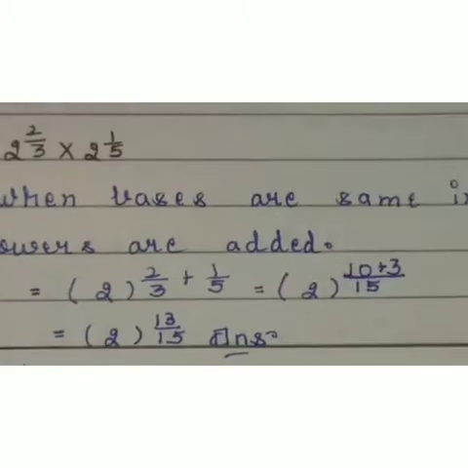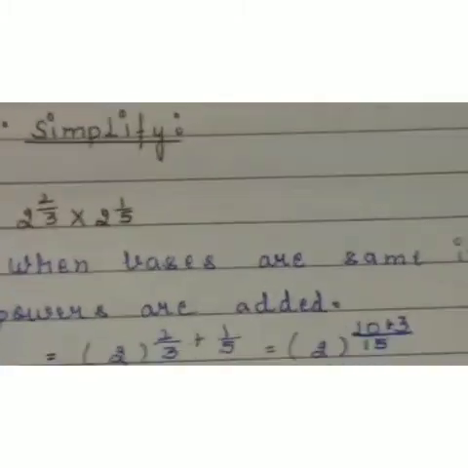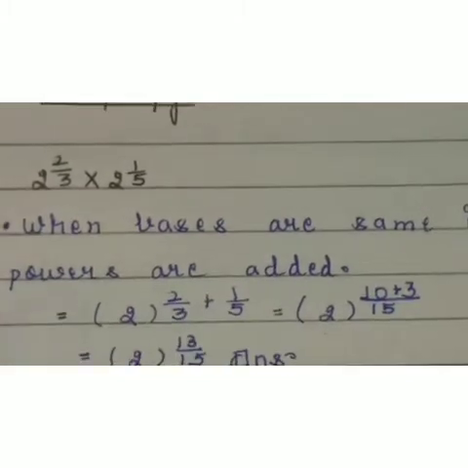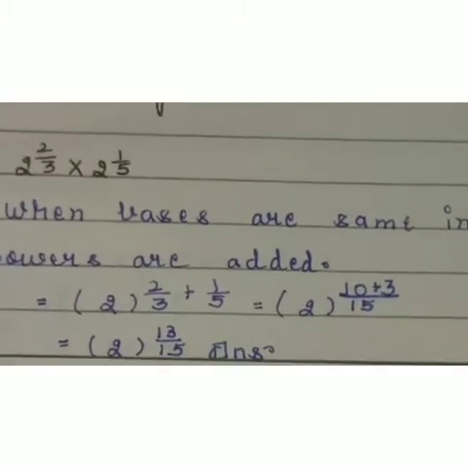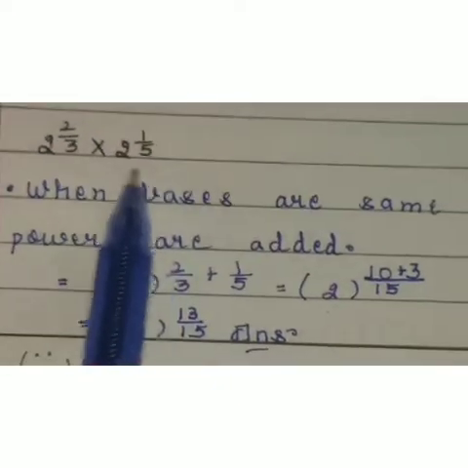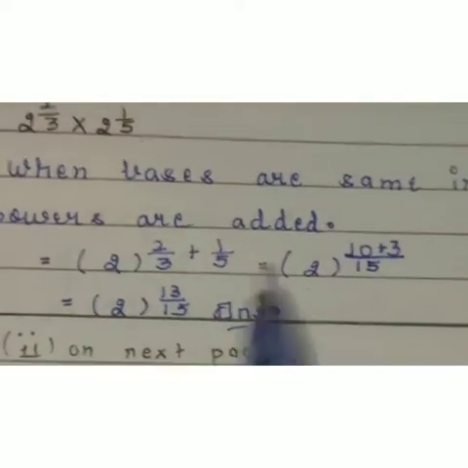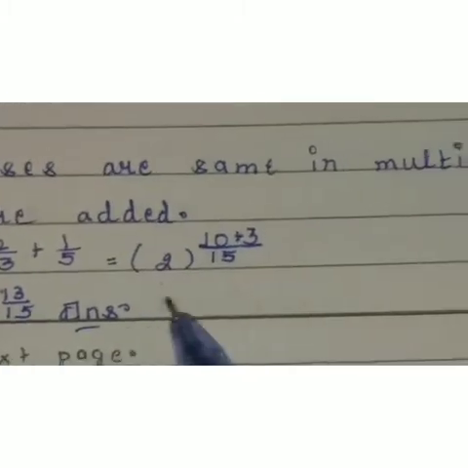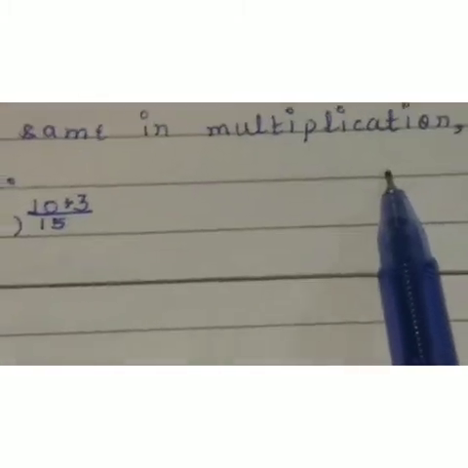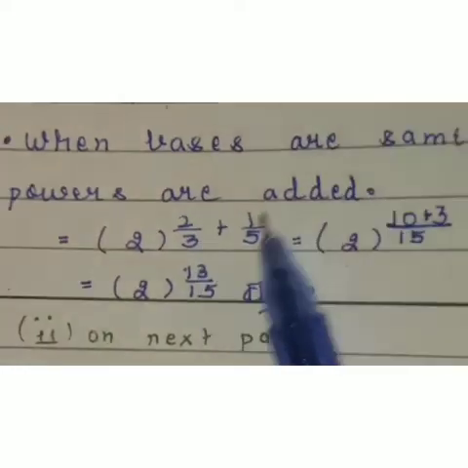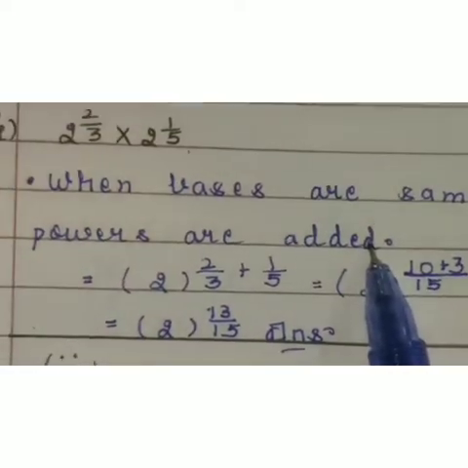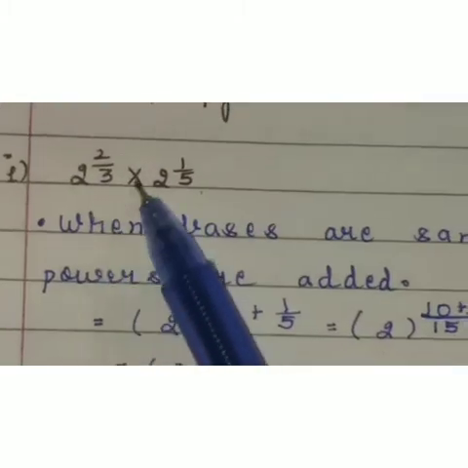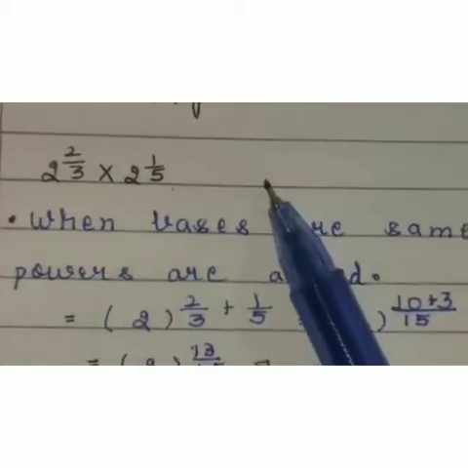Now moving to third. So now this is question number third, part first. 2 to the power 2 by 3 into 2 to the power 1 upon 5. We have to write this statement that when bases are same in multiplication, powers are added. We have studied this identity in class 8th. As the bases are same, the base is 2, this is same in both the cases. So we will add the powers like this.